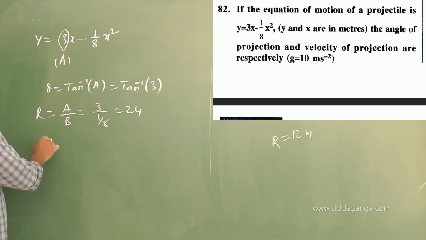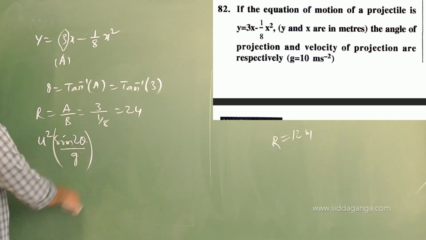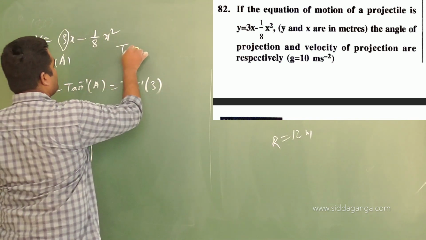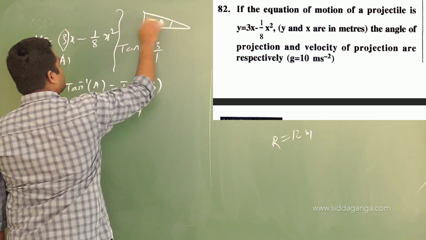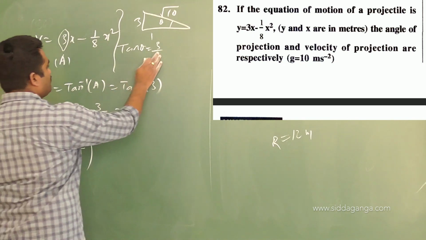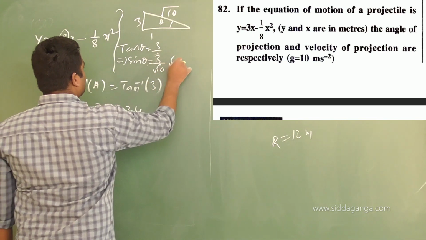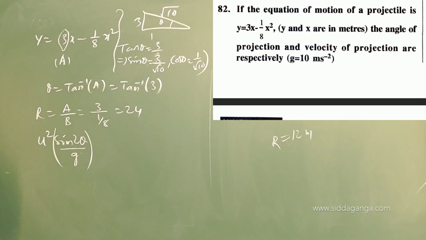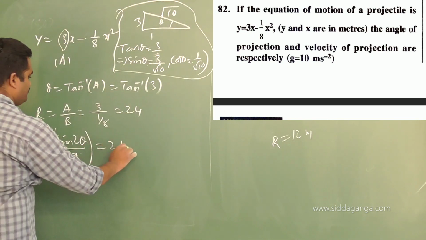Range means u square sin 2 theta by g, that is 2 sin theta cos theta. Tan theta is 3, in the sense 3 by 1, so the hypotenuse is root 10. Then sin theta is 3 by root 10 and cos theta is 1 by root 10. Using this concept, substitute the values. The range is 24.